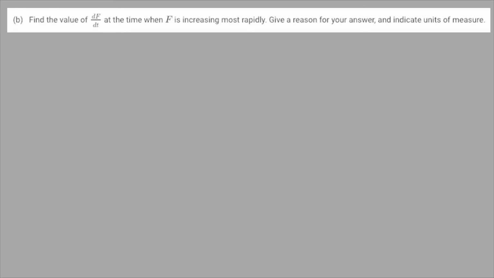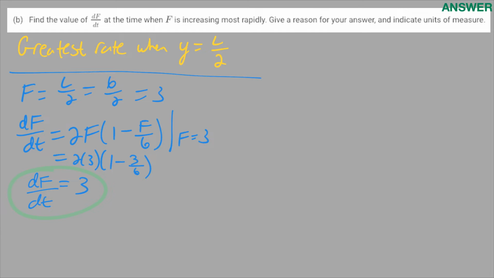Part B says find the value for the rate at time when f is increasing most rapidly. Give a reason. So the greatest rate occurs when the output, or the y value, is half of the carrying capacity. And in the first graph, this first solution, I showed you that if the carrying capacity is 6, then the greatest rate occurs when the y value is 3. Plugging that value into the differential equation produces the rate is 3 when the fertilizer is 3.